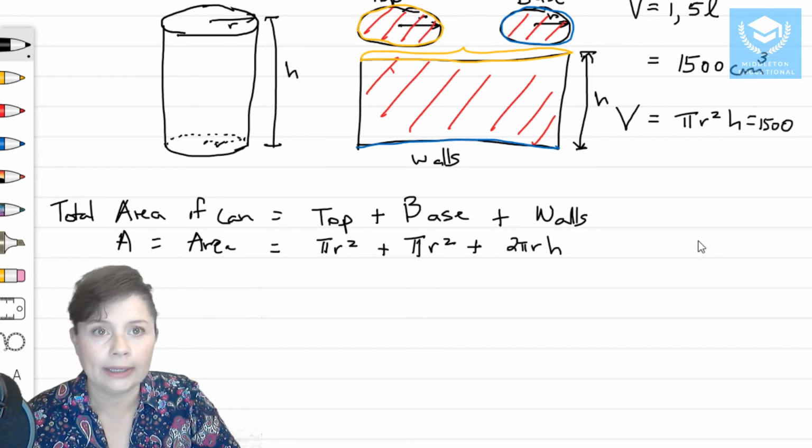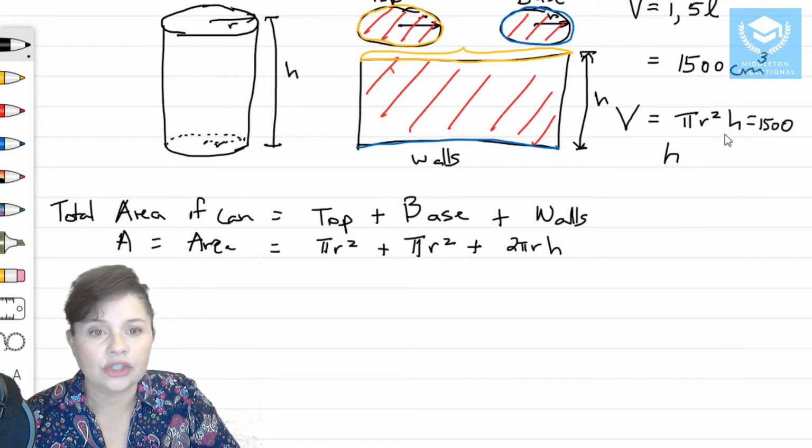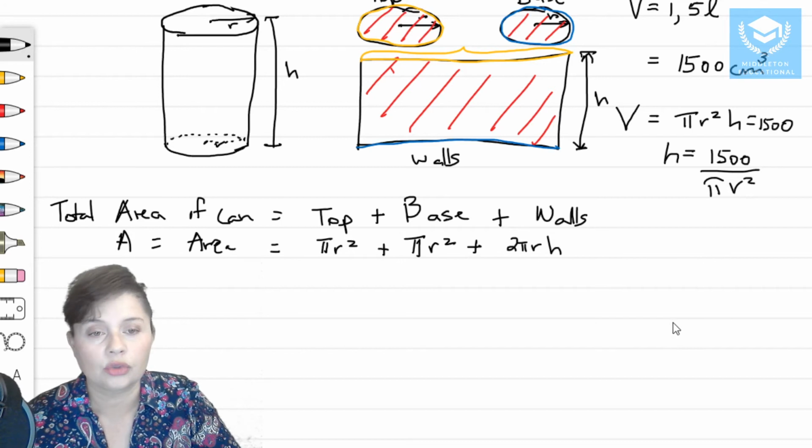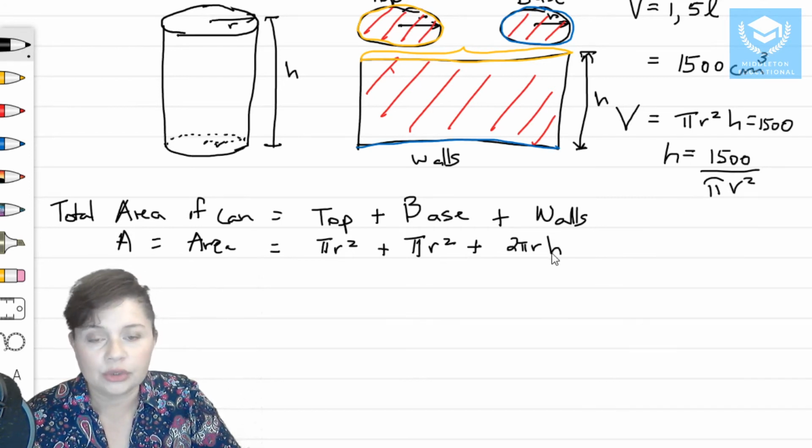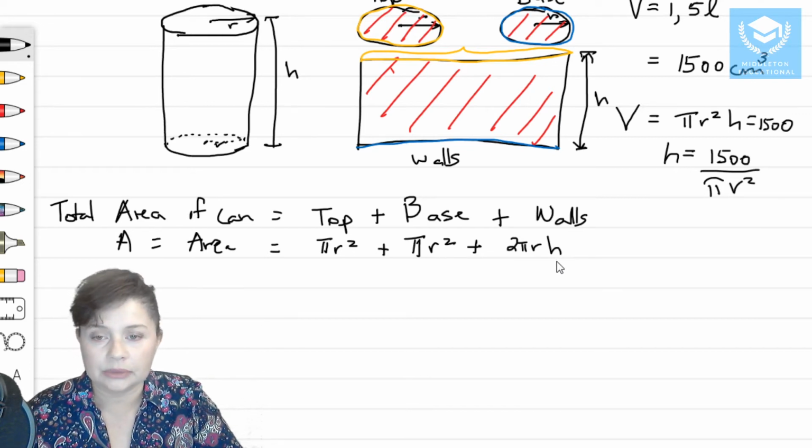Okay, we can make this formula in terms of just one variable, so we can relate these two. And I'm going to choose h, and the reason for that is because h is to the power 1. And I'm going to say h is equal to 1,500 over pi r squared. Okay, so you see, if you take this h and you substitute it in here, you will then only have one variable.